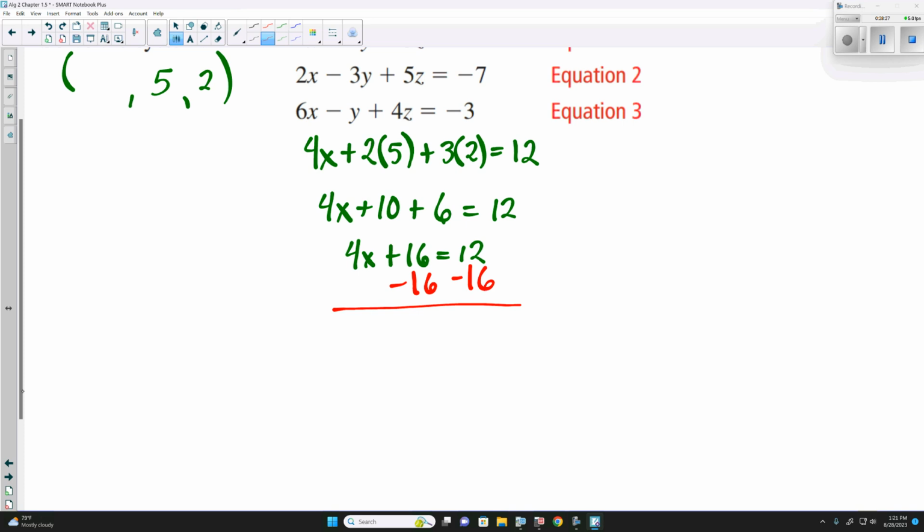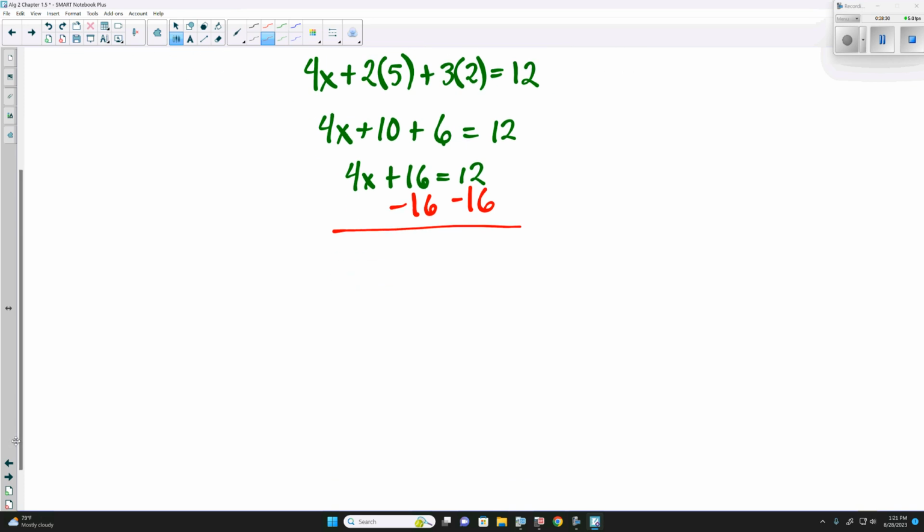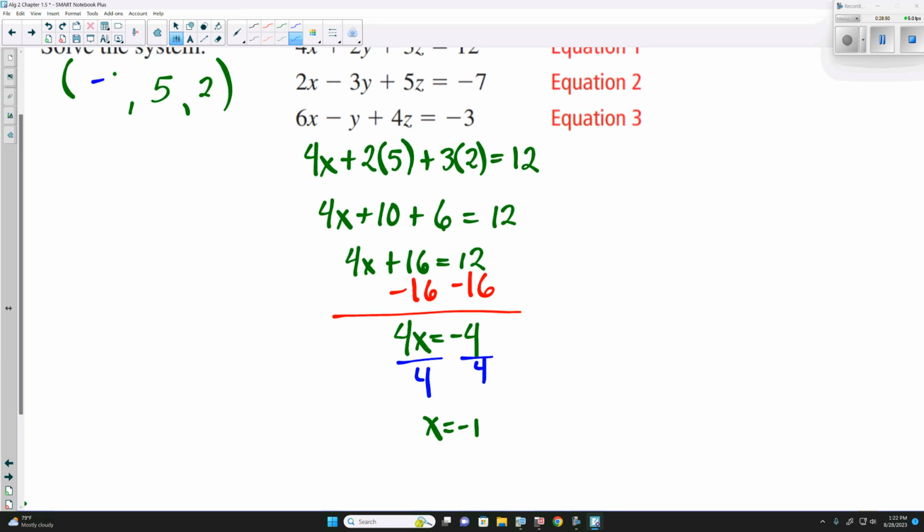So at this point, we can get x by itself, so we'll subtract 16 from both sides, telling us that 4x is equal to negative 4. And last but not least, we will divide both sides by 4, telling us x is negative 1. So our final solution is the point negative 1, 5, 2. Questions on any of this here?